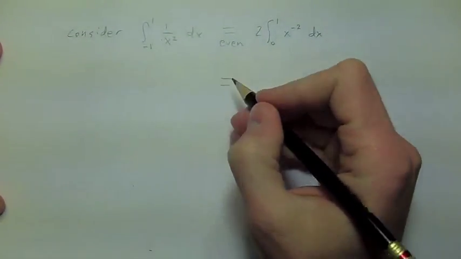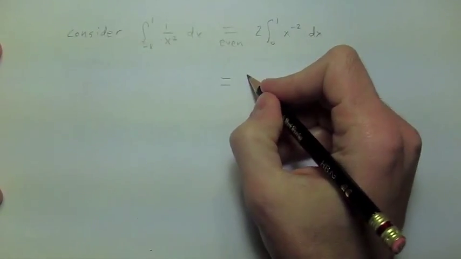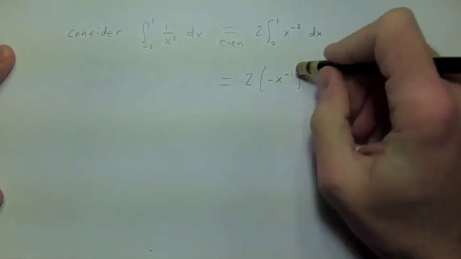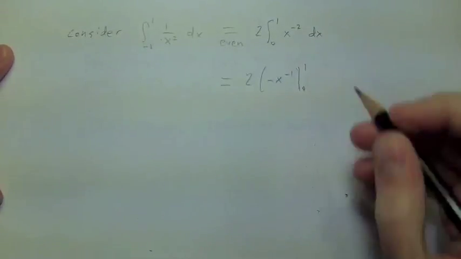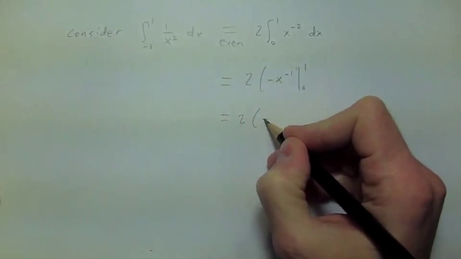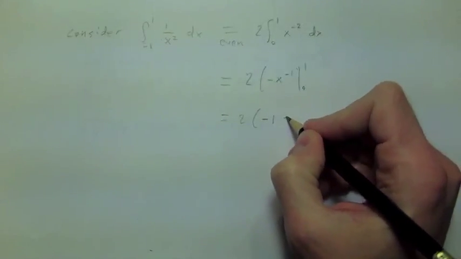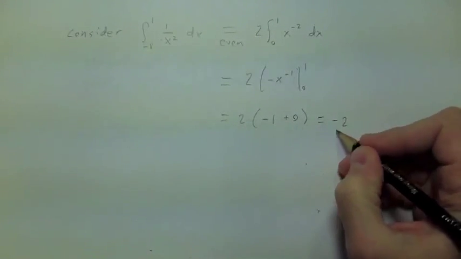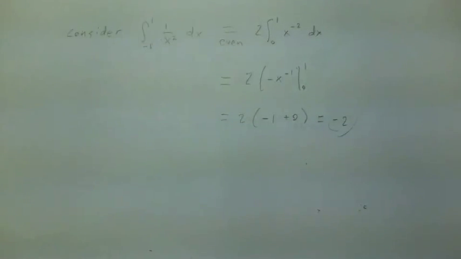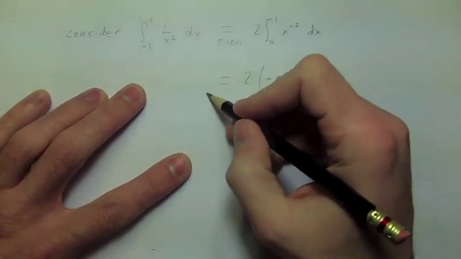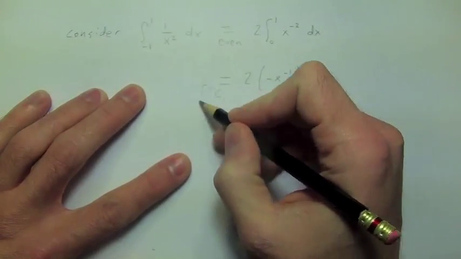All right, then I'm going to do this. That's 2 times this integral will be -x to the -1, and I'm going to evaluate that from 0 to 1. Okay. So this ends up being 2 times -1 plus 0 when it's all said and done. Okay, so this ends up being -2. All right. So this is what you would get using the fundamental theorem of calculus, right? So here, this is the FTC coming in the picture here.